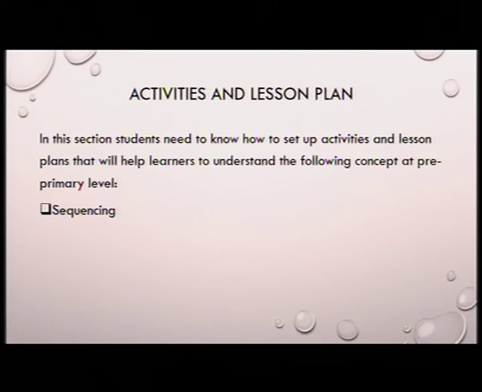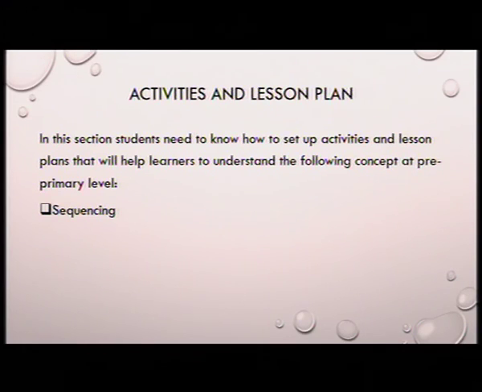Now, activities and lesson plan. In this section, students need to know how to set up activities and lesson plans that will help learners to understand the following concepts at pre-primary level. Now, the very first one is sequencing. When you are teaching sequencing, for example, you are teaching how things follow one another. And you need to look for materials or activities that also follow one another, that they experience on their daily basis.